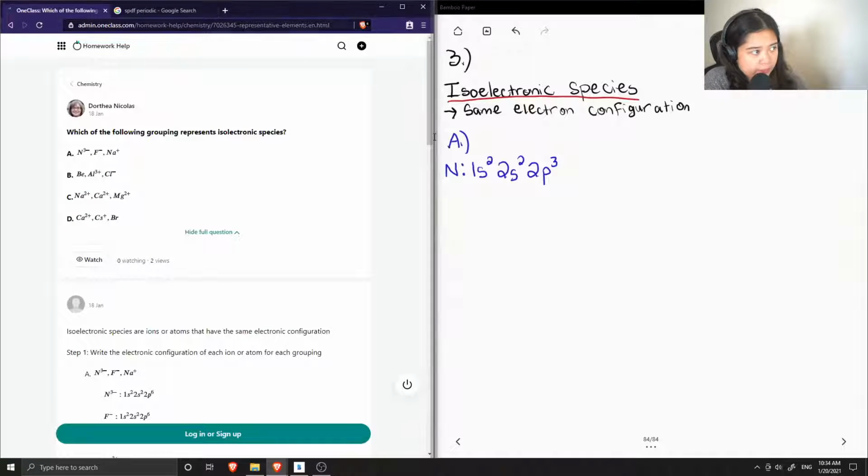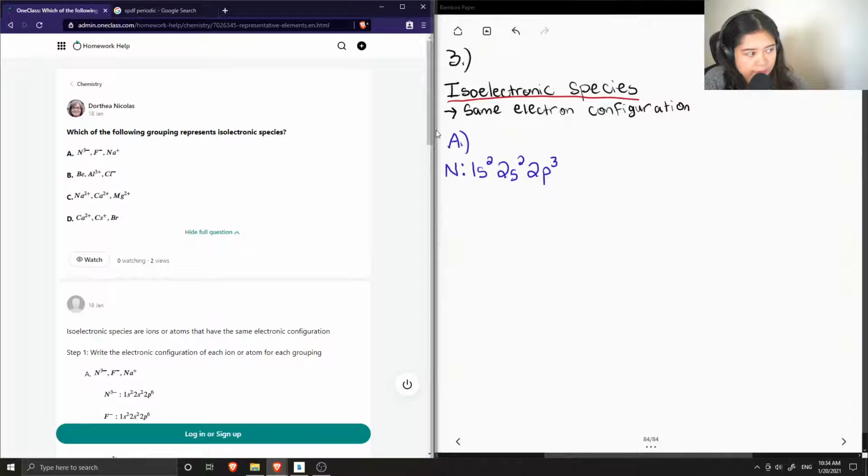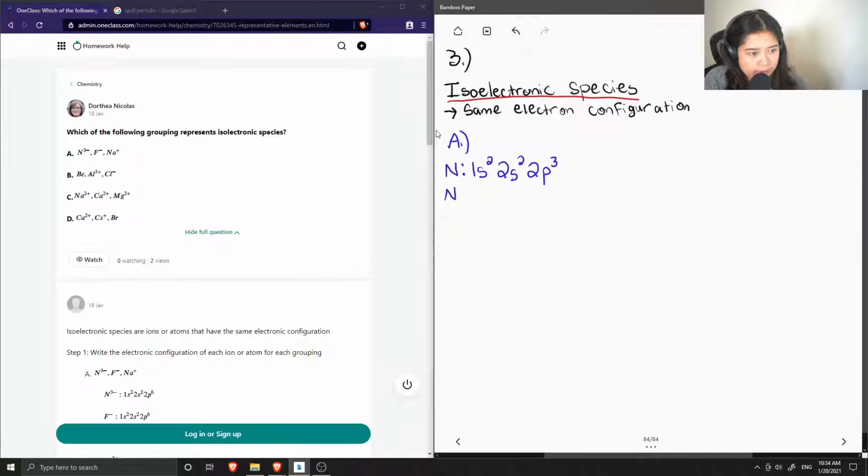But for the question, we want to know the electron configuration of N3-. When something has a negative charge, this means that electrons are added. In this case, 3 electrons are added. This affects our electron configuration because instead of 2p3, we now have an extra 3 electrons. So we can write the new electron configuration as 1s2, 2s2, and then 2p6. This is now the electron configuration of N3-.